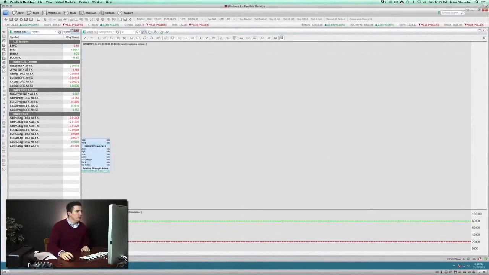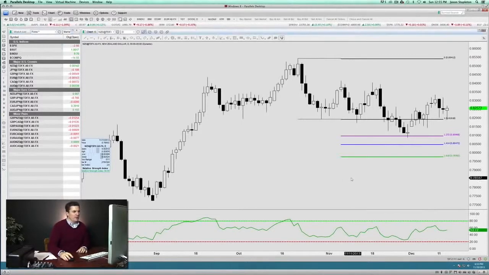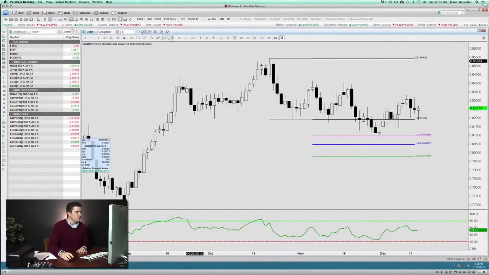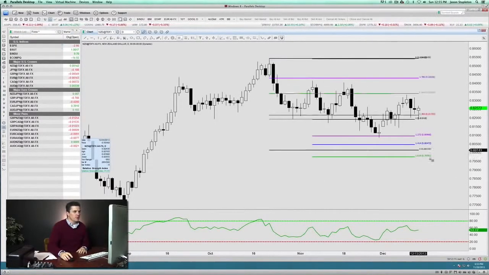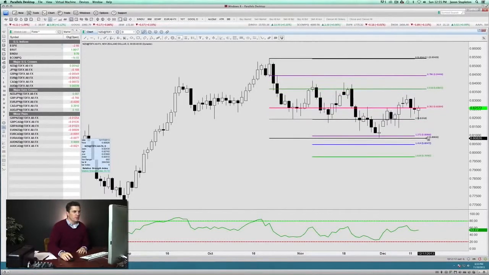Let's take a look at New Zealand. New Zealand, we actually have a cipher pattern setting up here. I'm going to go ahead and draw that in for you just by grabbing a couple of Fibonacci tools.